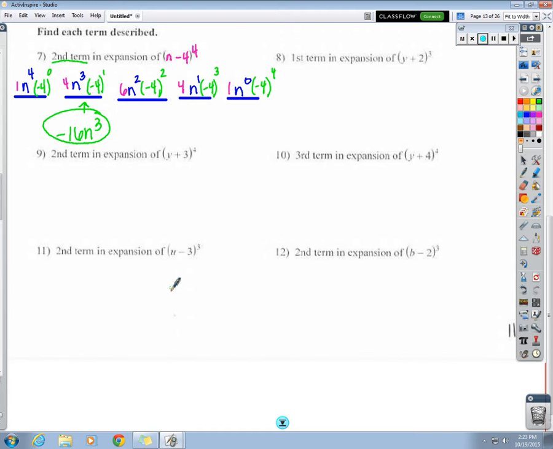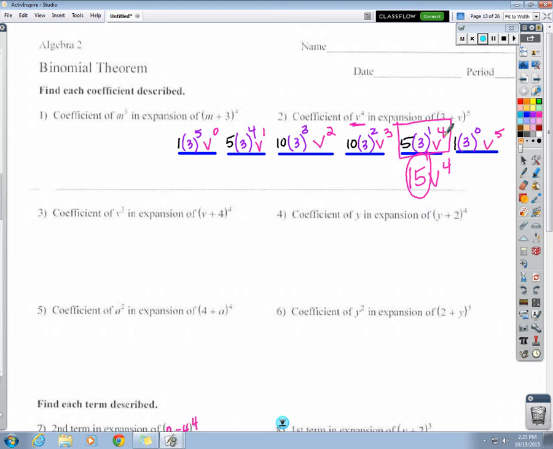Okay, now turn to the next page. Yeah, that one they just wanted the coefficient. They didn't want the whole term. Okay, now go to the next page.